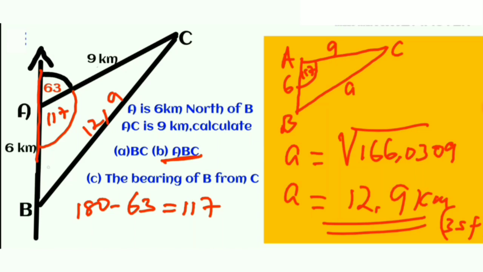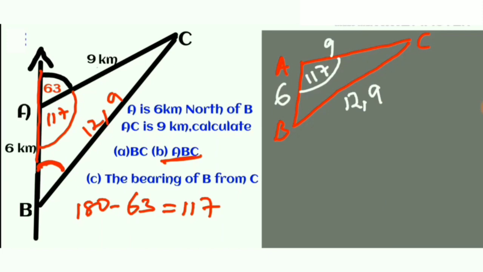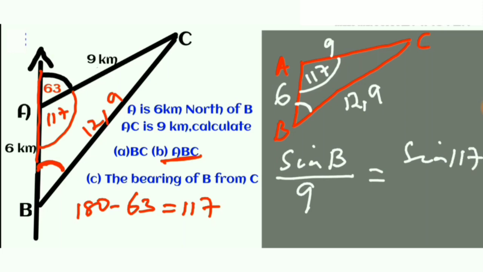Okay. So question B. Find the angle ABC. This angle ABC. Okay. So let us draw a separate diagram. So here's a triangle. To find this angle, you have to use the sine rule. Sine B over 9 equals sine 117 over 12.9. Then you have to cross multiply by 9.